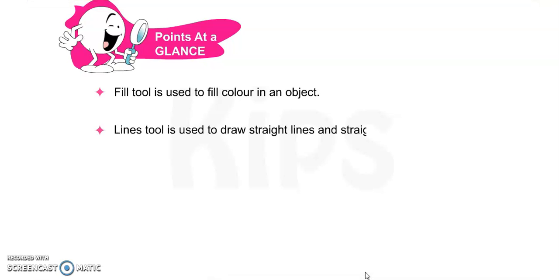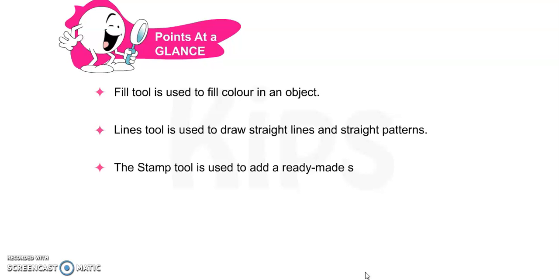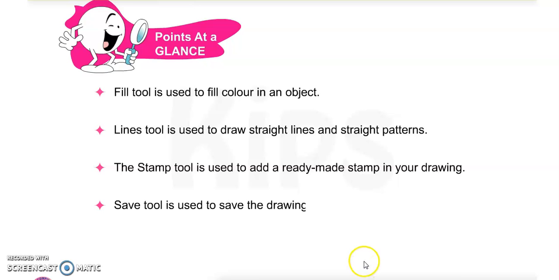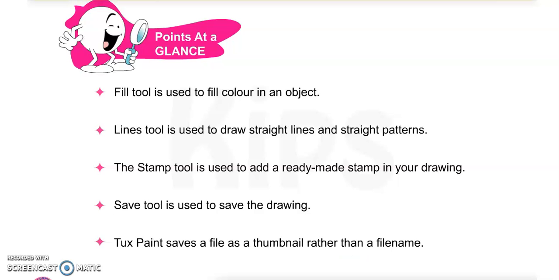Line tool is used to draw straight lines and straight patterns. Stamp tool is used to add a ready-made stamp in your drawing. Save tool is used to save the drawing. And Tux Paint saves a file as a thumbnail rather than a file name.